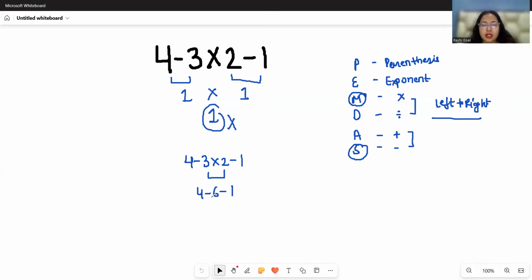Now we have only a single sign, that is subtraction. So always solve from left to right. 4 minus 6 is minus 2, minus 1. So what is the correct answer? Negative 3 for this expression, not 1. I hope it's clear and you find it useful.